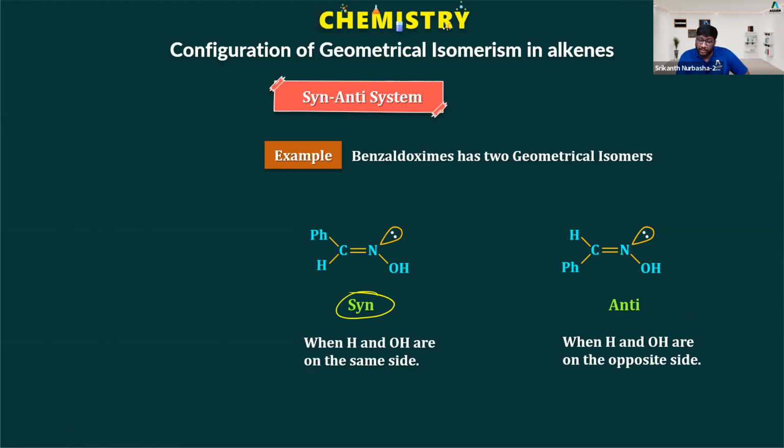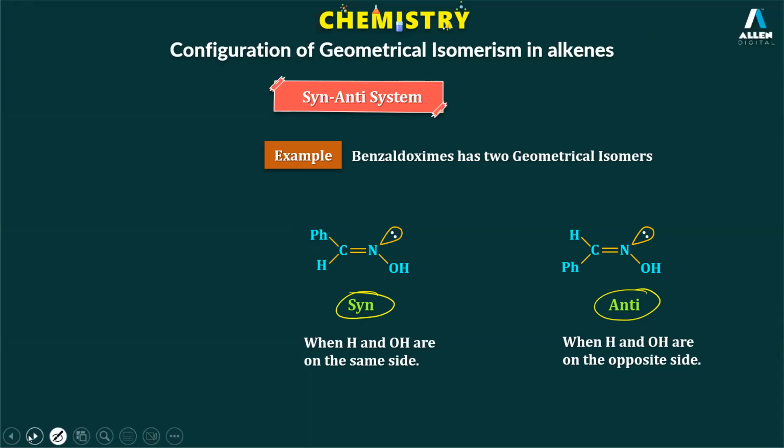Hydrogen and OH on the opposite side means it is going to be anti. Understood or not? When hydrogen and OH are on the opposite side, it is said to be anti. If it is on the same side, it is said to be syn. Is everything clear, students, regarding geometrical isomerism? Yes, sir.